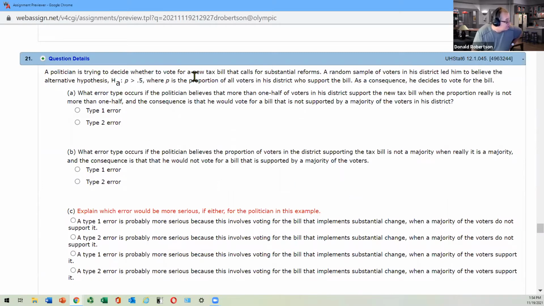A politician is trying to decide whether to vote for a new tax bill. Well, that's kind of relevant, happening right now. That calls for a substantial reform. A random sample of voters in his district led him to believe that this alternate was true. In other words, more than 50%, right? The majority of people who would vote for him think that this is a good bill. As a consequence of this, he decides to vote for that bill.